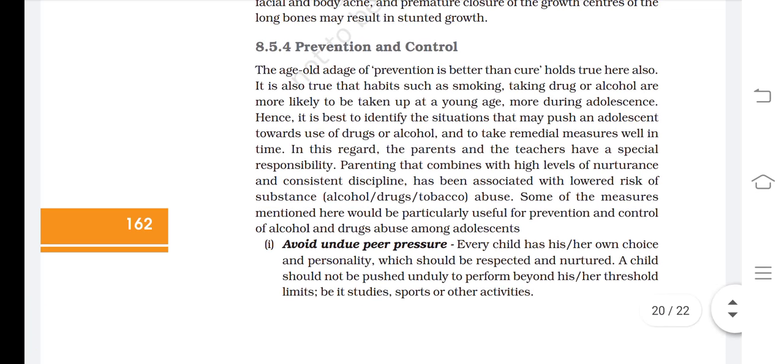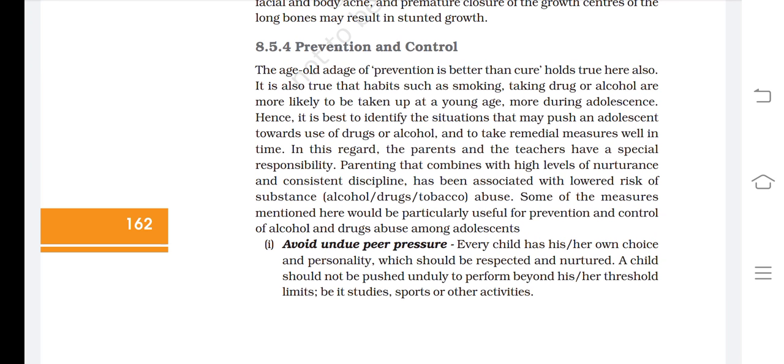Prevention and control. The age-old adage of prevention is better than cure holds true here also. It is also true that habits such as smoking, taking drugs, or alcohol are more likely to be taken up at a young age, more during adolescence.